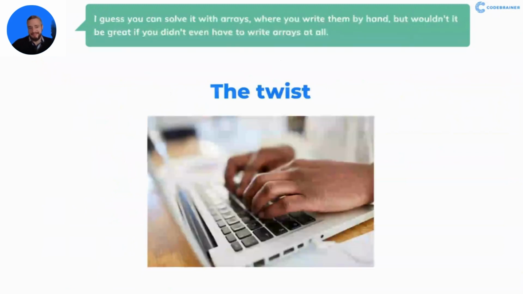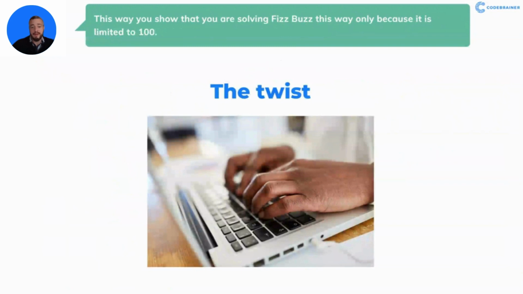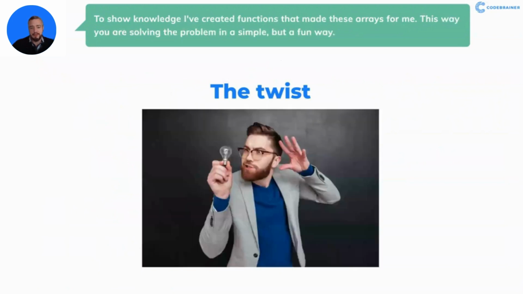Yes, the twist. I guess you can solve it with arrays, where you write them by hand, but wouldn't it be great if you didn't even have to write arrays at all? This way you show that you are solving Fizz Buzz this way only because it's limited to 100. To show knowledge, I have created functions that made these arrays for me. This way, you are solving the problem in a simple but fun way.